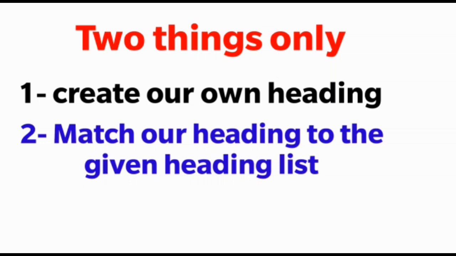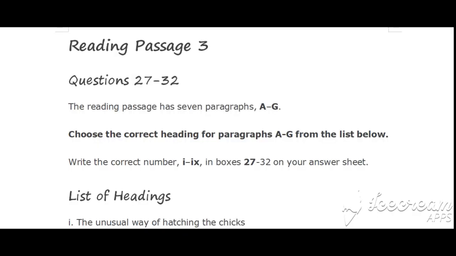Okay. This is a passage from an IELTS reading test from section 3. Now let's implement our strategy and see how we quickly solve this passage. But firstly, let's read the instructions. The instructions are very clear that the reading passage has 7 paragraphs from A to G, and we need to choose the correct heading for paragraphs A to G from the list below. We need to write the numbers 1 to 9 in boxes 27 to 32 on your answer sheet.